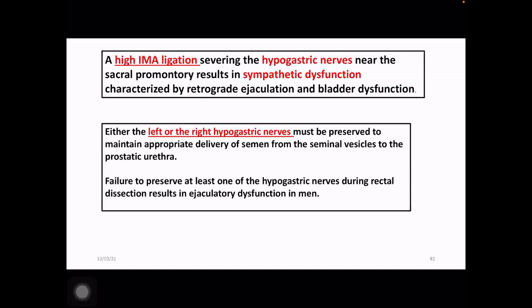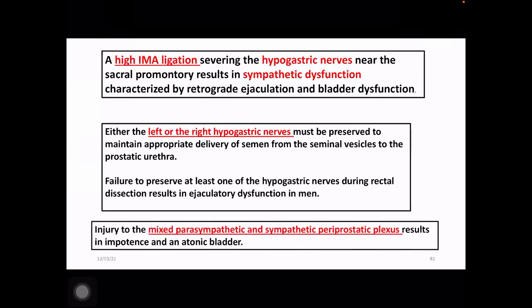Failure to preserve at least one of the hypogastric nerves during rectal dissection results in ejaculatory dysfunction. So even if one is preserved, there may not be any ejaculatory dysfunction. If both are damaged, definitely there will be ejaculatory dysfunction, which is retrograde ejaculation. This is the problem which happens when there is damage to the sympathetic nerve fibers.